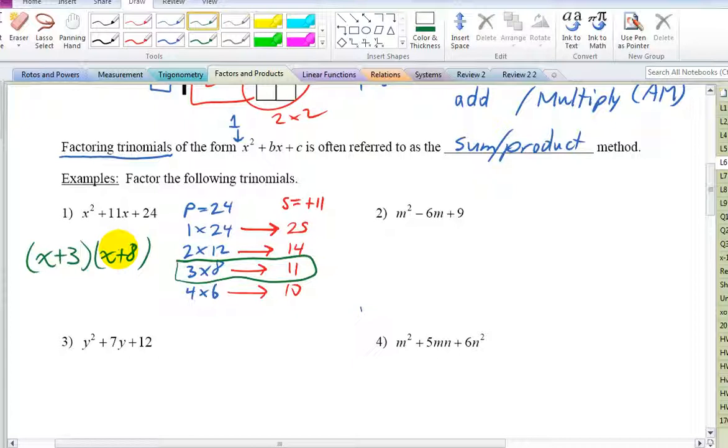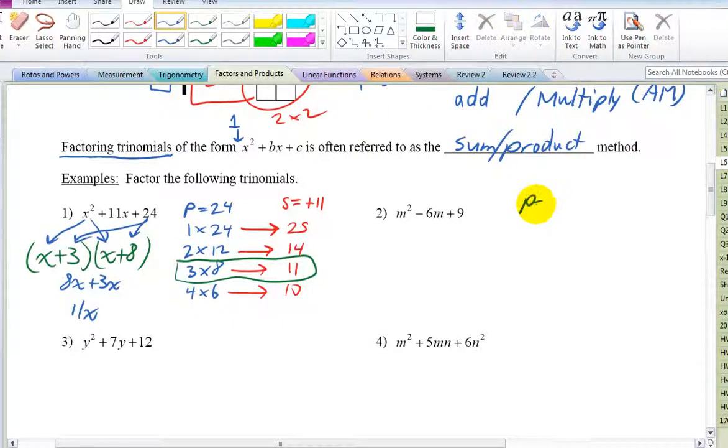One thing to keep in mind, the x squared breaks down into x and x. That's the front. The 24 breaks down to 3 and 8. That's the back. So when we multiply this out, we would get 8x plus 3x, which combines to give us 11x. So you can also expand it as well to check. Okay, so let's try this.